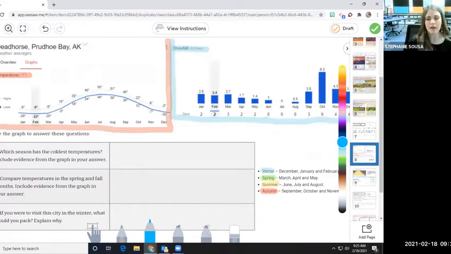Okay. These are, again, real climate graphs about an area in Alaska that is considered a tundra. That area is called Deadhorse, Prudhoe Bay, Alaska. This is information about the temperatures. This graph over to the right is information about the amount of snowfall that happens. It says use the graph to answer these questions. Let's take a moment to study our graphs.